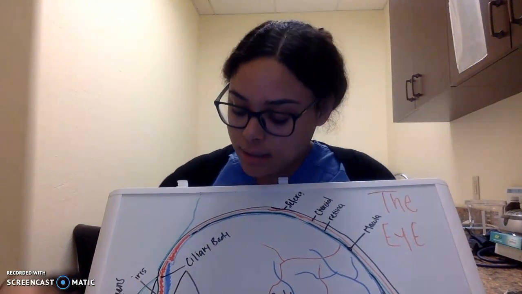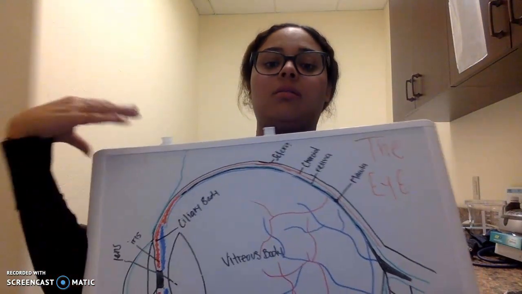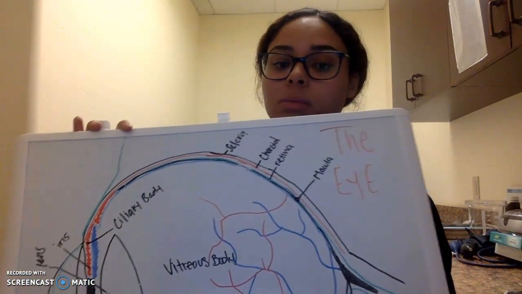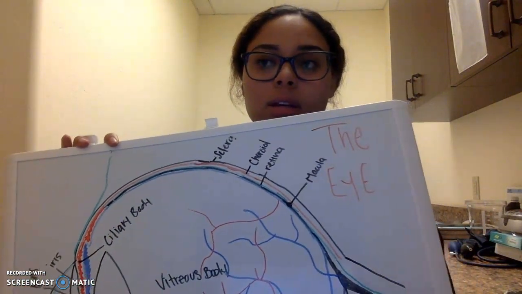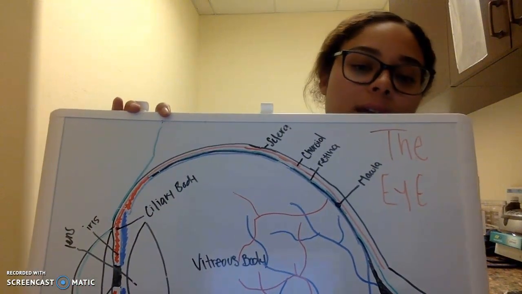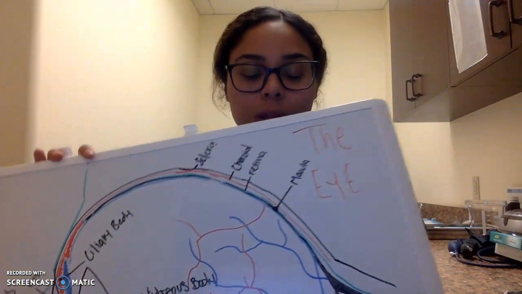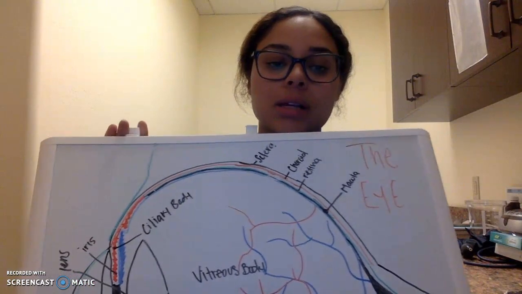The lens, which is located right here, is transparent and it can be replaced if necessary. Lenses do deteriorate as we age, but it can be corrected with reading glasses.